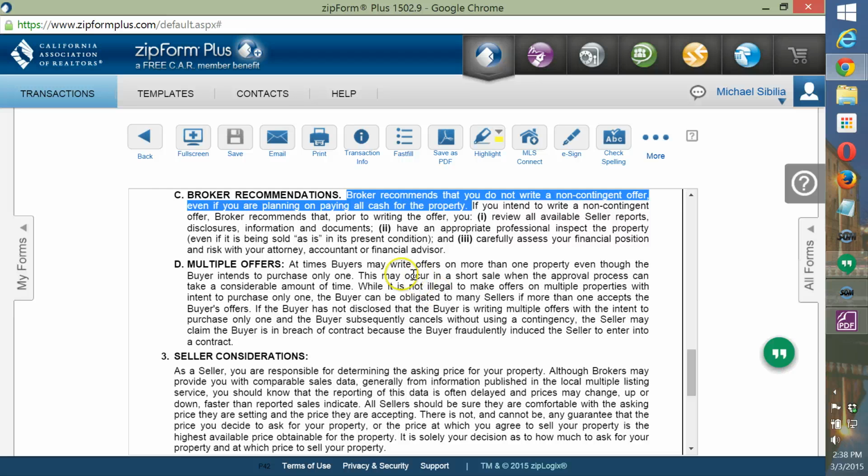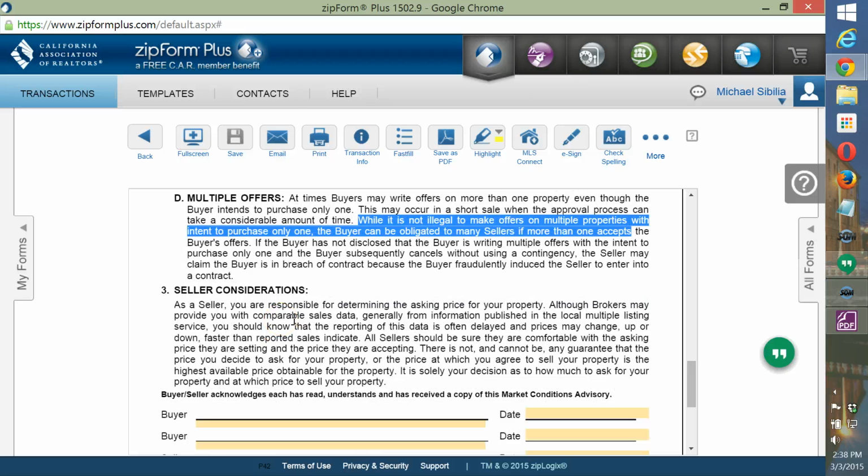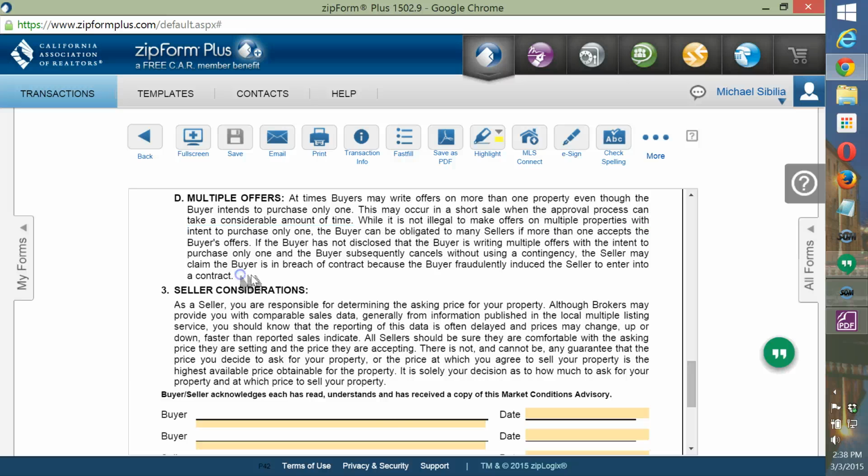Right? Multiple offers, it's not illegal. While it is not illegal to make offers on multiple properties with the intent to purchase only one, you can be obligated to many sellers if more than one accepts. It's not illegal, right? So, is there any type of disclosure statement you can write in to cover your buyer if that's what they intend to do? No, not as such. If I'm the listing agent and you tell me that you're making multiple offers, I'll just throw yours away.